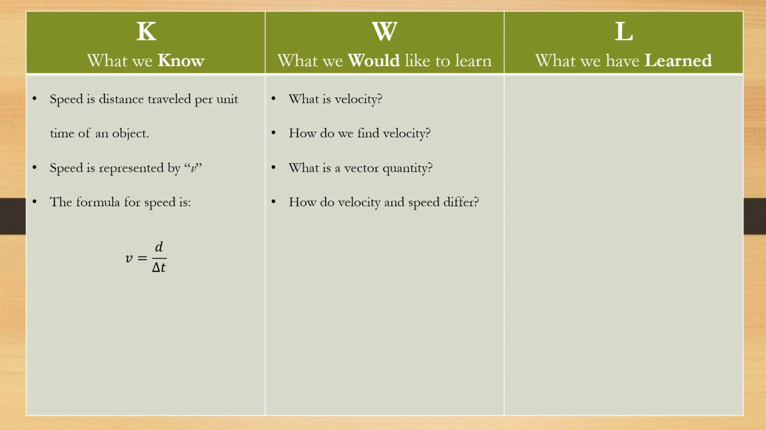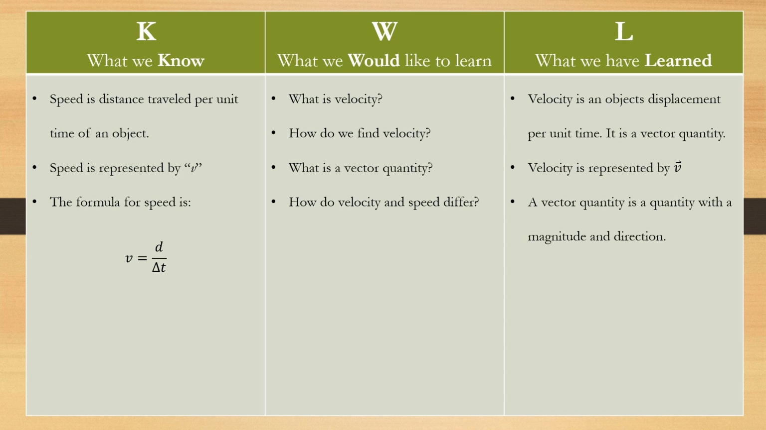So finally, let's come back to our KWL chart, wrap it up, and show what we've learned so far. We've learned that velocity is an object's displacement per unit time, and that it's a vector quantity. It's represented by the lowercase v with the arrow accent above the top. We've also learned what vectors are. Vectors are a quantity with a magnitude and a direction. And we have also learned the formula for velocity, which is velocity is equal to displacement over time.